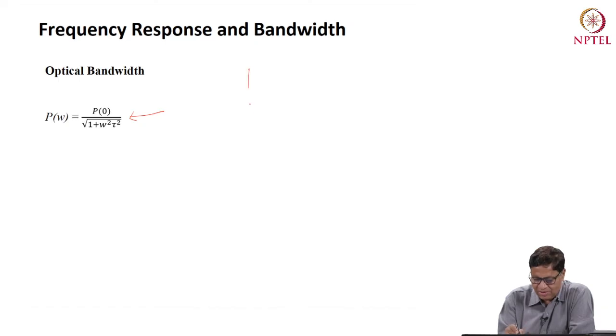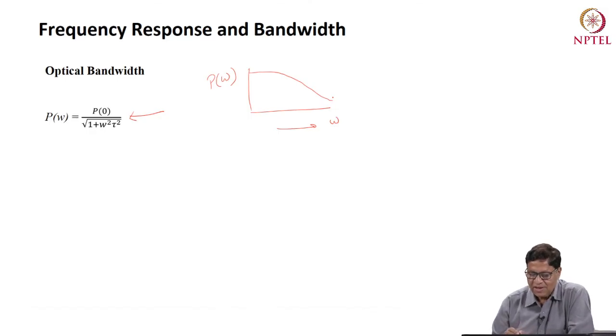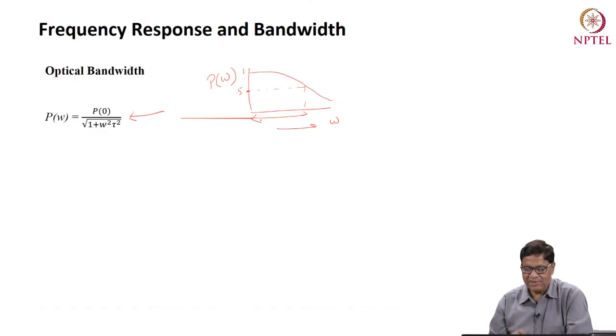If I plot this, this is the frequency omega, and this is the power P(omega). As the frequency increases, it follows this trend and decreases with change in frequency. How do you define the bandwidth of the device? Where the power has fallen by a factor of half, say this is 1, this is 0.5, corresponding to this, whatever frequency you get, that is the optical bandwidth of the device. This is how you define it.